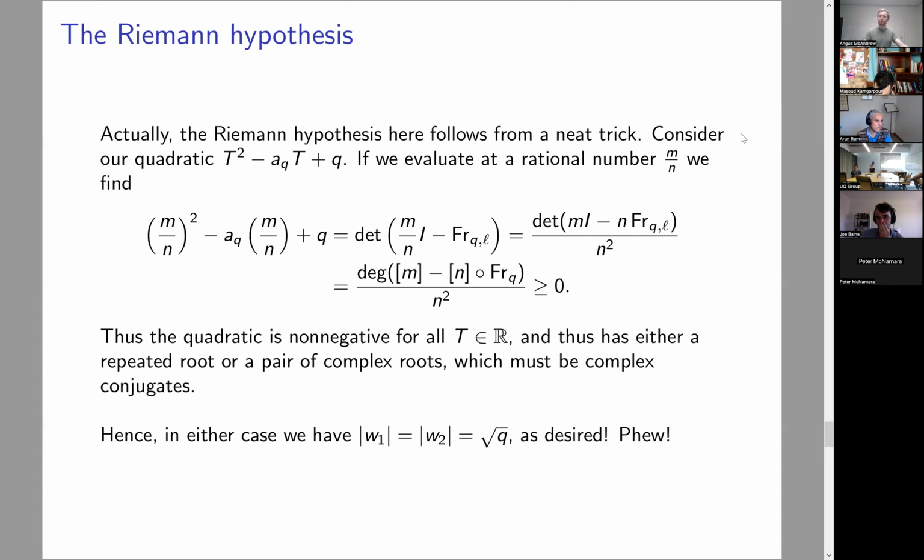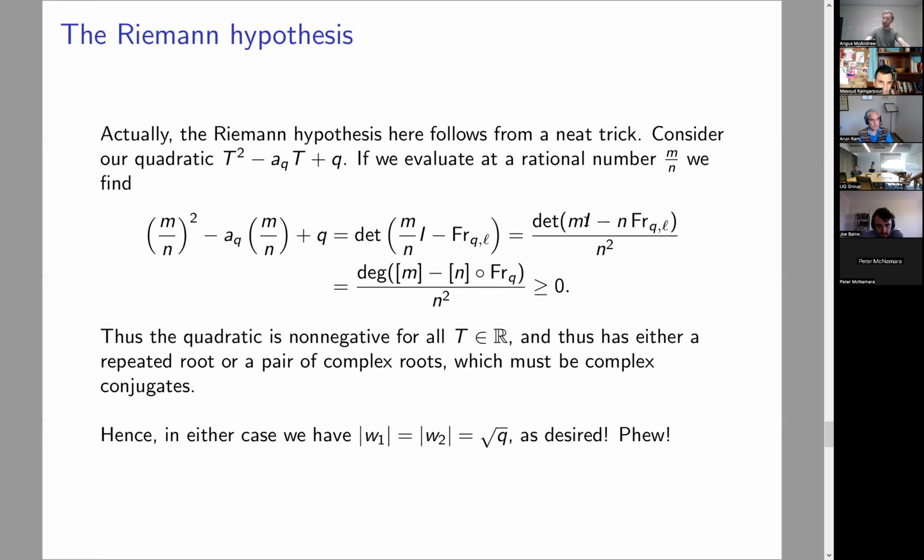Well, here's the trick. Let's take this polynomial and evaluate it at a rational number m over n. Well, remember the definition of this quadratic. This is the characteristic polynomial of our matrix induced by the Frobenius. So evaluating at m over n is the same as taking the determinant of m over n times the identity minus this matrix. And then, because it's a 2 by 2 matrix, we can take out a factor of n squared, and I get the determinant of m times I minus n times the Frobenius, over n squared. So I've just taken out one factor of n, and that's come out of the factor of n squared from the determinants.